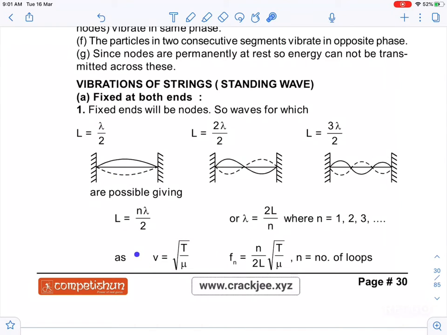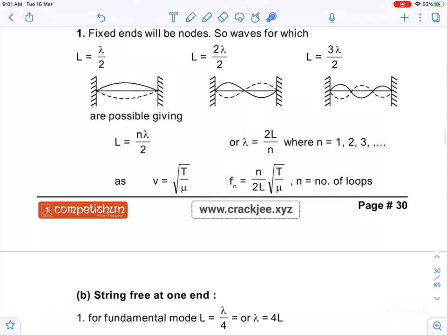So you know that V is equal to under root T by mu. This V can be written as frequency times wavelength lambda. So frequency can be written as 1 by lambda times under root T by mu, and lambda is an integral multiple of the length, inversely.